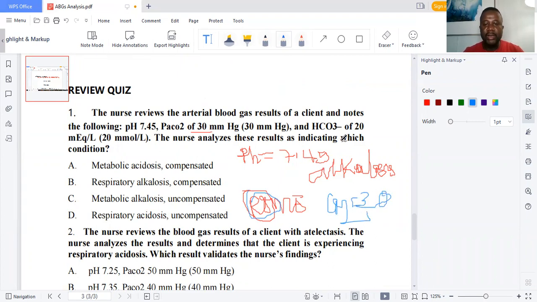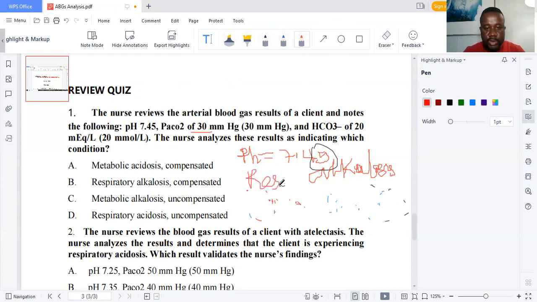Look here, this value and this value, 30 and 45, right? They are opposite. pH is high, carbon dioxide is low. So that is a respiratory condition. So what do we do? Write it down here, respiratory. Now, what do you have? You have respiratory alkalosis.